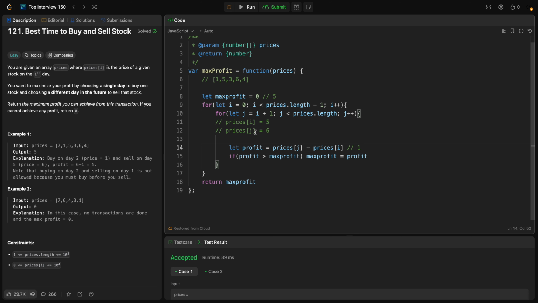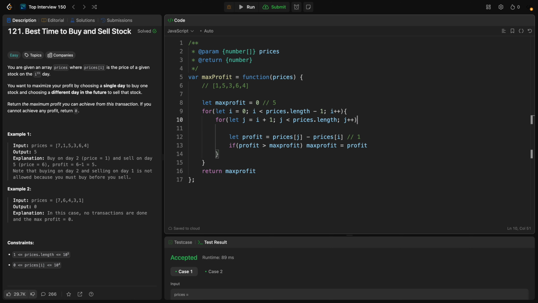It's not a profit. So we continue with I at 3, and we start with 6 because J is I plus 1. So we will have 3 and 6. The profit will be 3, so it's not bigger than max profit. And we do it again, and we have 3 and 4. The profit will be 1. It's not bigger than max profit. And we will do this with 6. Here 6 will be the last loop. We'll discover that there is no way to get a profit, and we will stop the loop. So this is how the function will work.